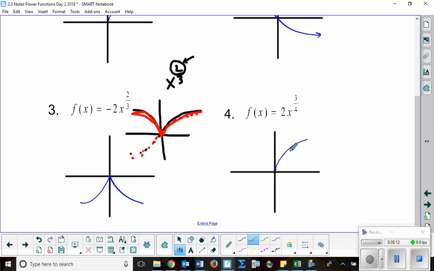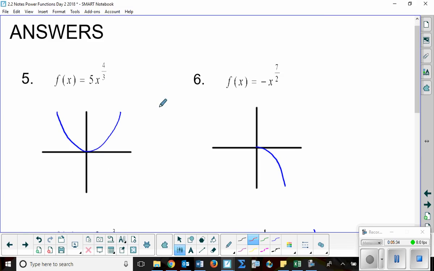Here's what 2 times x to the 3/4 power is. Notice that when this power is even, which is the only quadrant it's ending up in? Maybe you need to take some notes on the side of your paper, like, hey, if the denominator of your root is even, you're only getting answers in quadrant 1. Here are the answers to the others.